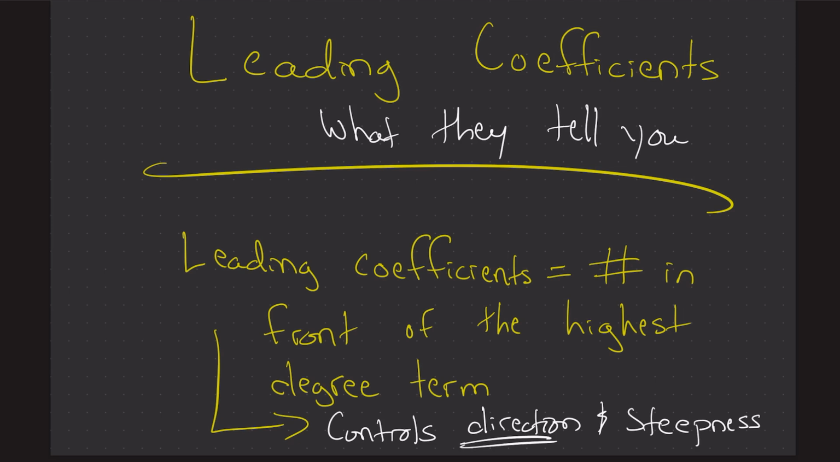So today we're going to look at leading coefficients, what they tell you about the graph. So what does the leading coefficient do to the graph? Let's take a look. The leading coefficient is equal to the number in front of the highest degree term, right? So if we have 3x to the 4th power, and this is the highest degree term, the 3 is the leading coefficient. And what the leading coefficient does is it controls the direction and the steepness of the graph, just as the slope of a linear function would control the steepness of a graph.